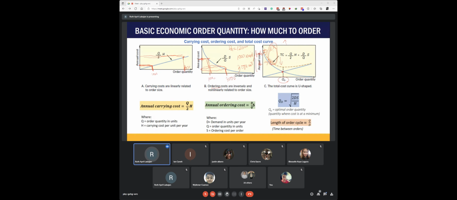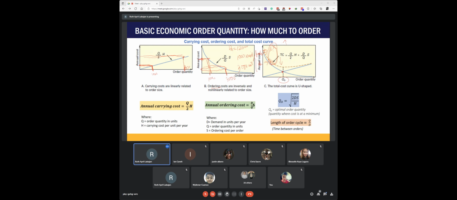And the optimal order quantity is the size, the order size, wherein your cost will be at a minimum. Okay, and to do that, you can calculate that by getting the square root of 2 times the demand times the ordering cost divided by the carrying cost. This is the formula to get the optimal order quantity based on the basic economic order quantity model. Okay, and then to get the length of order cycle, meaning the time between orders, just simply divide the order quantity divided by the demand.